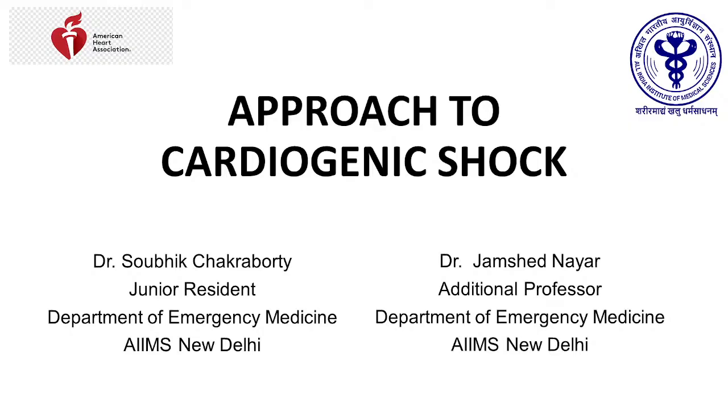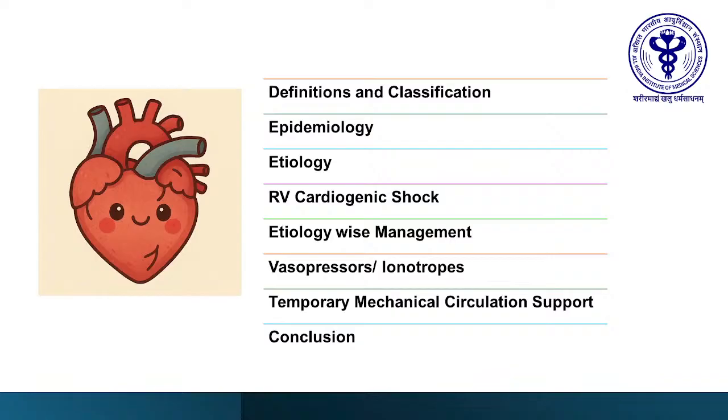So I'll be running through these points: definition and classification, epidemiology, etiology, a little bit about RV cardiogenic shock, and etiological management of cardiogenic shock. I'll be covering some specific topics itself. Just as you have seen the previous presentation, ARDS has a very organized approach. Cardiogenic shock is exactly the opposite. We do not have recommendations, we do not have any organized way to approach, but we will be trying to cover as much as possible.